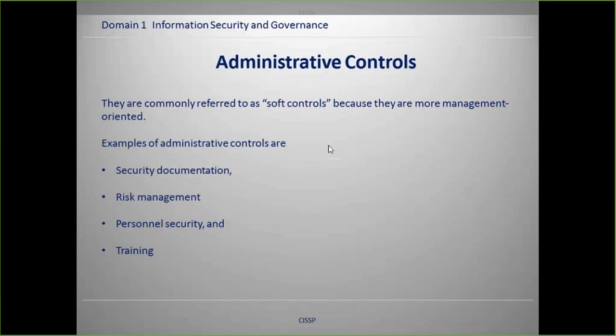Administrative controls are commonly referred to as soft controls because they are more management-oriented. The categories are security documentation, security policies, risk management, personnel security and training. They all come under administrative control. So your organization conducts social awareness training, has security policies in place, risk management in place, and governance, the structure which makes sure that your IT is in alignment with the business. They all come under administrative control.